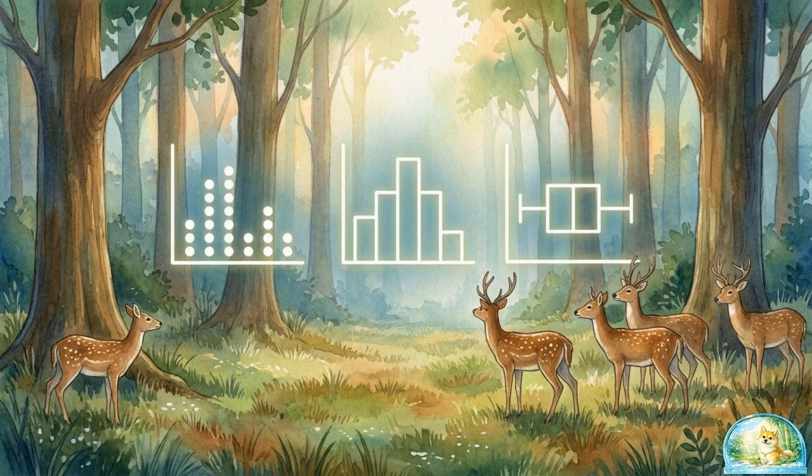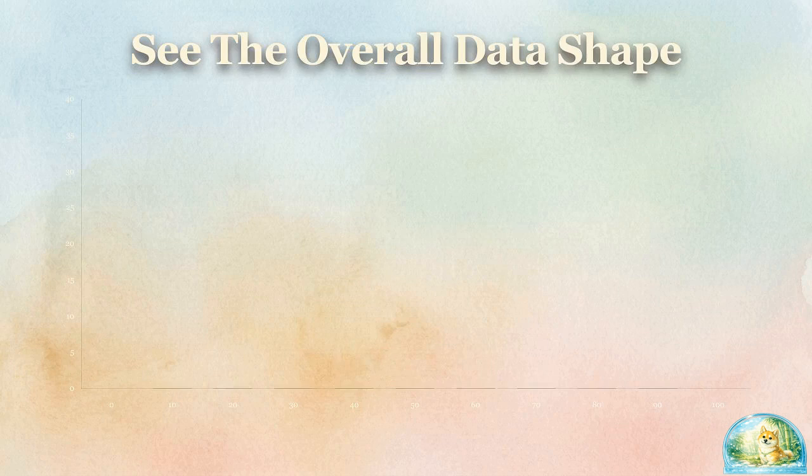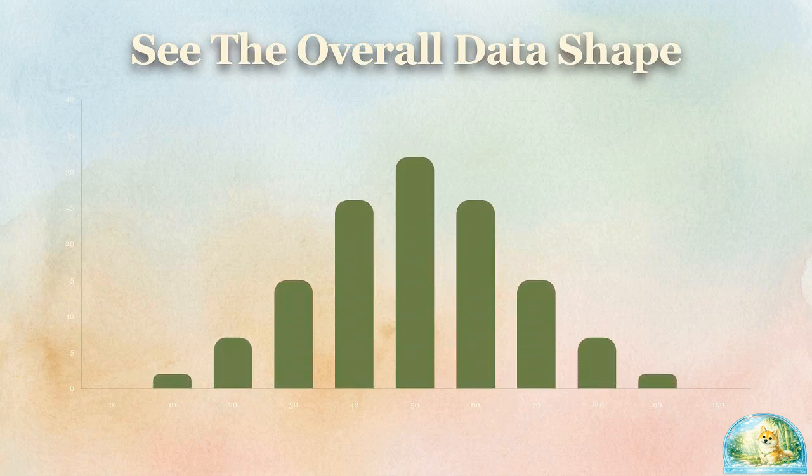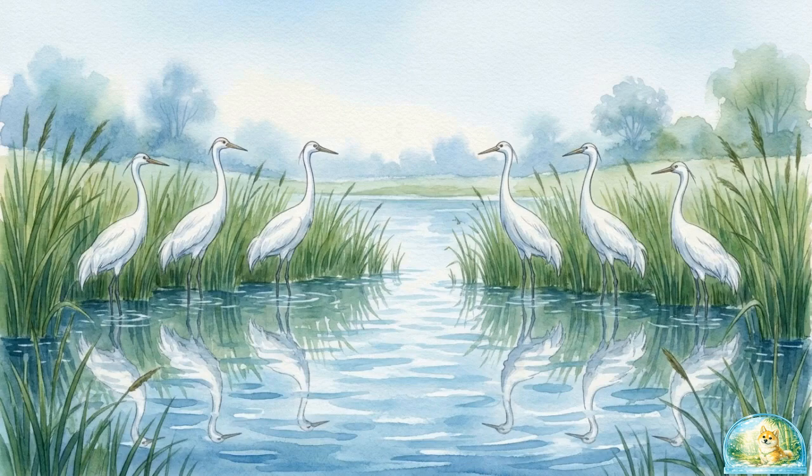Choosing between a dot plot, a histogram, or a box plot lets you match your picture to your question. Instead of getting lost in a long list of individual numbers, you can read the overall shape of the data. Let's build a dot plot.